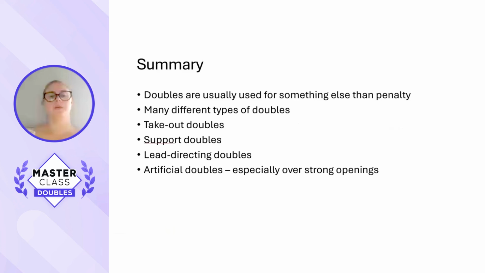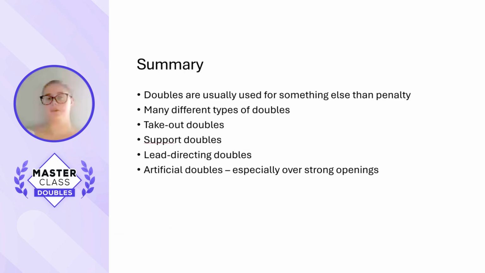So let's sum it up. We have doubles for a lot of different things, and they are not usually used for penalty. The penalty double is more typically when opponents have bid for a long time, we haven't interfered at all, and then suddenly at the end we end up doubling. That will be a penalty double. But if we double on the low level, and especially early in the bidding, it's usually not a penalty double.